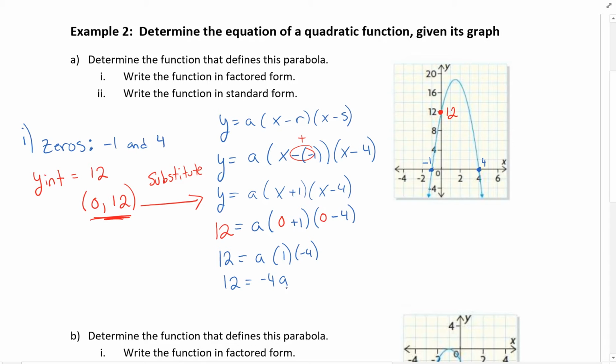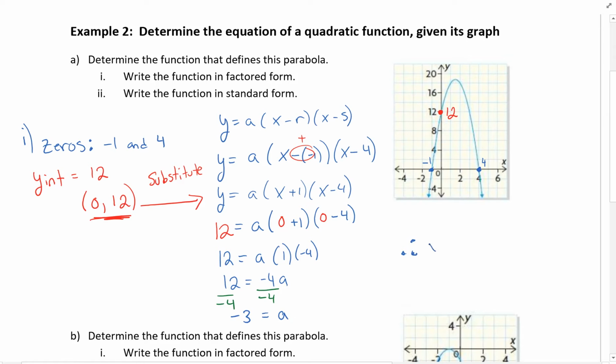Almost there. We just want to get that a by itself, and you should be able to see what to do next. Opposite operation, divide by negative 4. So a little bit more algebra here. a is equal to negative 3. Okay. So, why did we do that? Well, we had everything we needed for our equation in factored form up at this point here, right? But we didn't have the a value. Now that we have the a value, we can rewrite it.